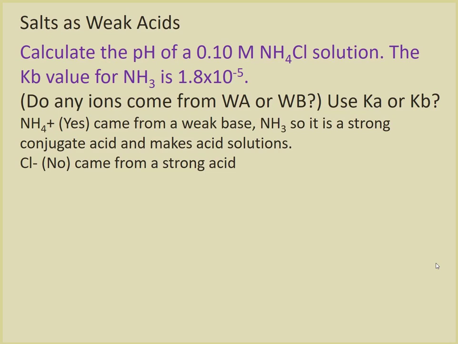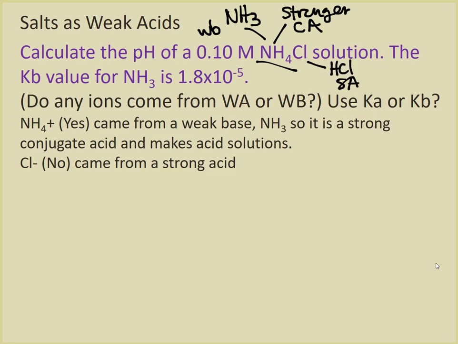So I need to think, how is this salt going to react in solution? This NH4 comes from the weak base NH3. And so that means that this right here, this is a stronger conjugate acid. This part is going to behave as an acid. And then I have this chloride ion, and it comes from HCl, which is a strong acid. That is going to be neutral. So what is going to cause the pH in this solution would be that ammonium.